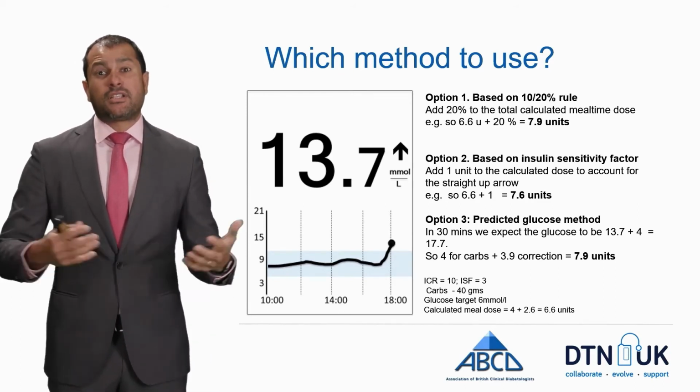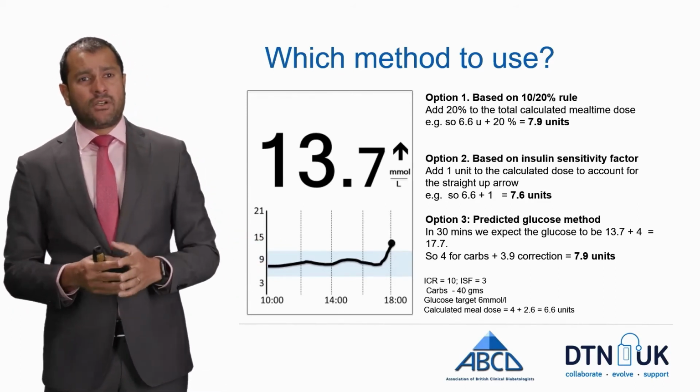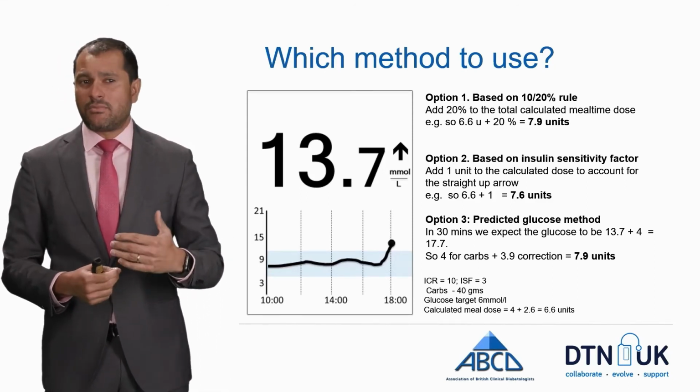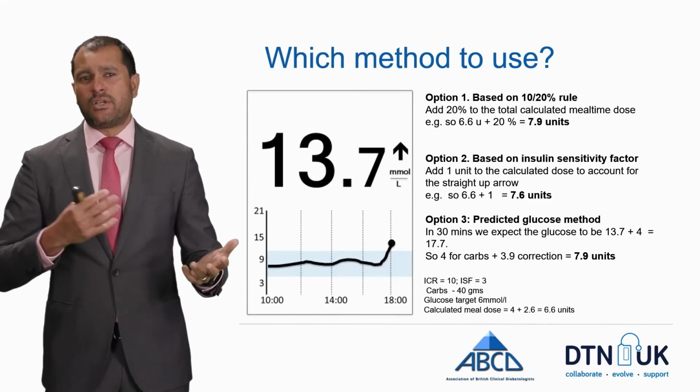And the third option is a predicted glucose. So it's going straight up. The glucose is 13.7, so you're going to add 4 to that and do the calculation based on 17.7. And that would give you 7.9 units as well.